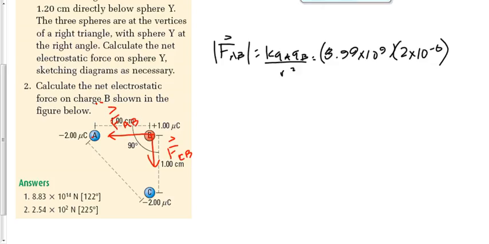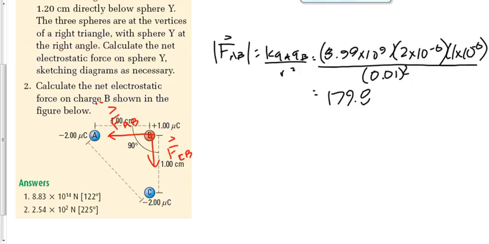Now, QB is 1 times 10 to the negative 6, 1 microcoulomb. And remember, we're dropping the sign of the charge for everything here. r is 1 centimeter. Make sure you make that in meters. What do we end up getting for FAB there? My FAB force. Jesse, you got that? 179.8 newtons.